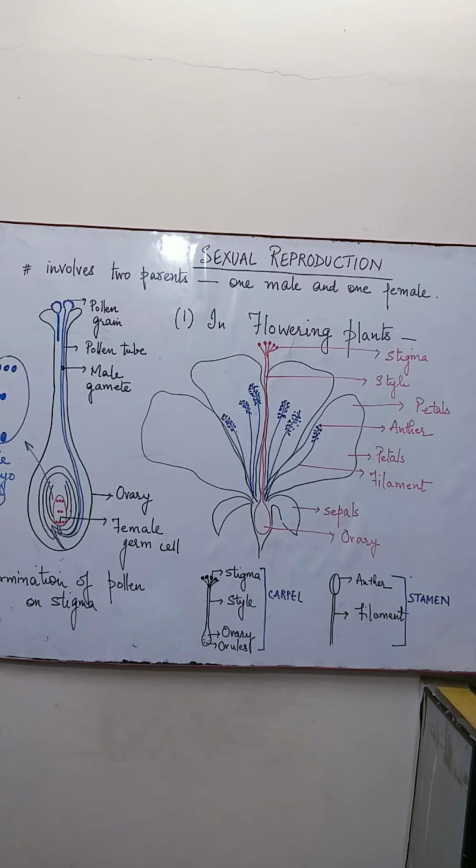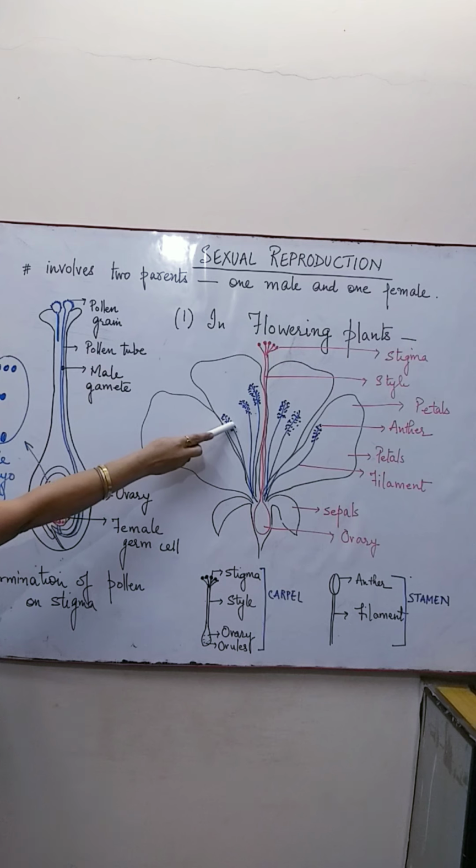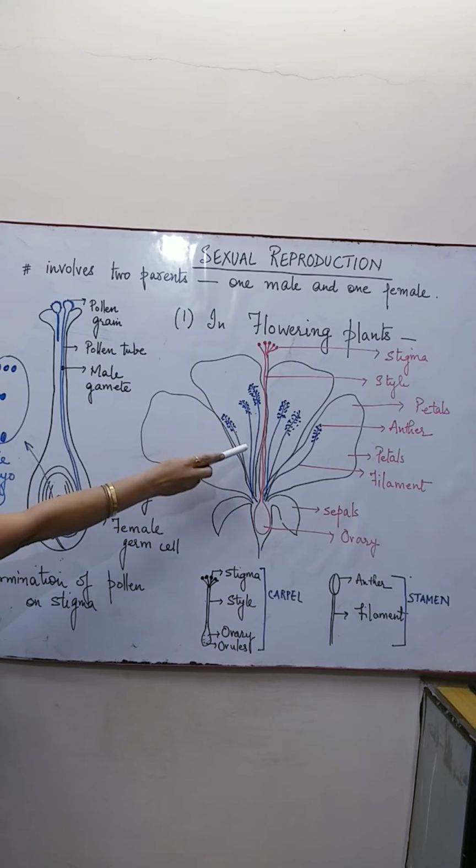Now, coming to the male reproductive part, that is the stamen. The stamen is the male reproductive part, and it consists of the anther and the filament. Over here you can see that these dotted blue ones are the anthers, and this tube-like structure is known as the filament. Inside the anther are the pollen grains. So pollen grains are present within the anthers.